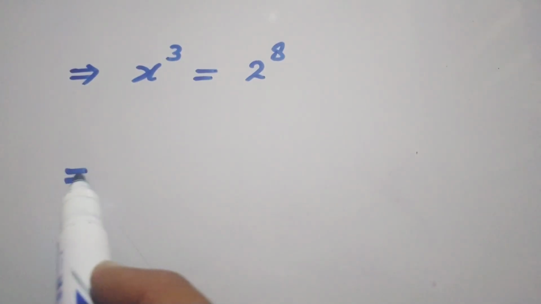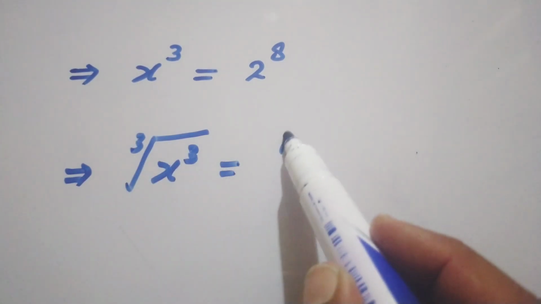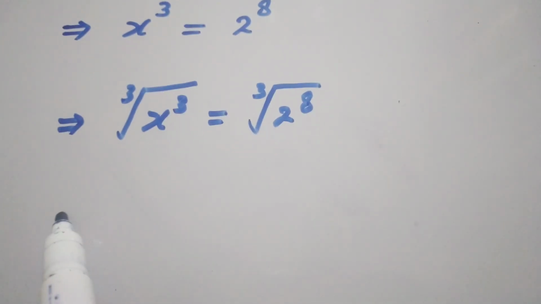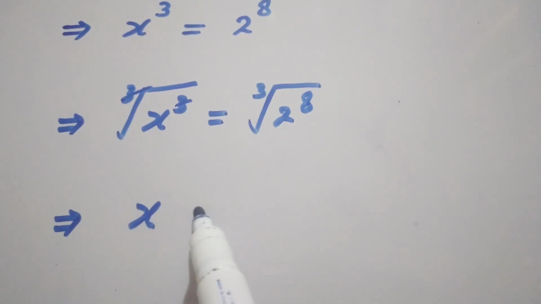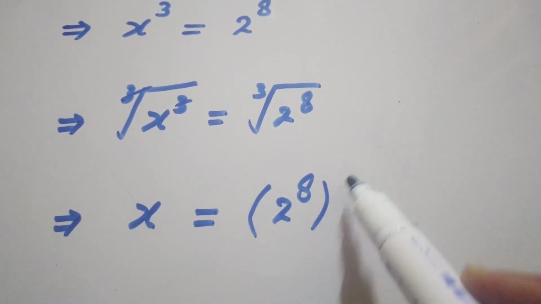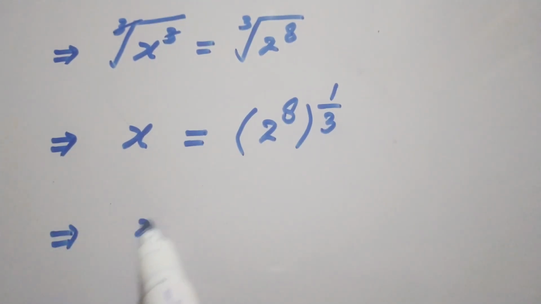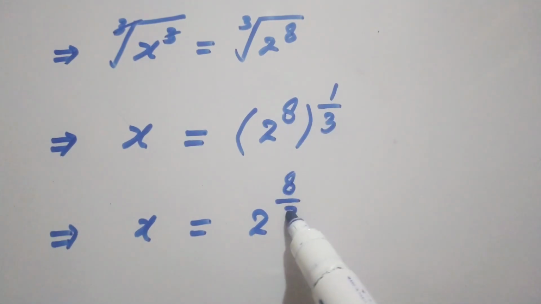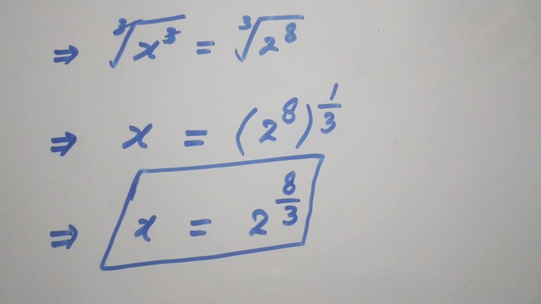Now taking cube root on both sides, cube root of 2 power 8. So in the left hand side, this cube root and cube cancel out each other. Here x will be left, equal to 2 power 8, and this cube root we can write as power 1 by 3. So now x is equal to 2 power 8 multiplied by 1 by 3, which is 8 by 3. So this is the value of x which we have found by method 1.